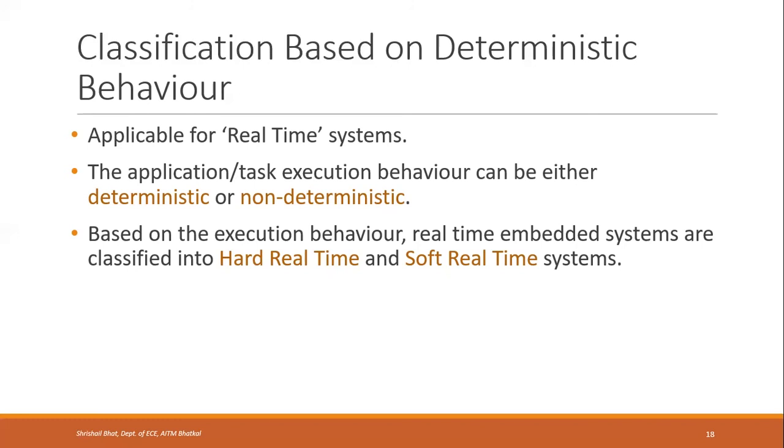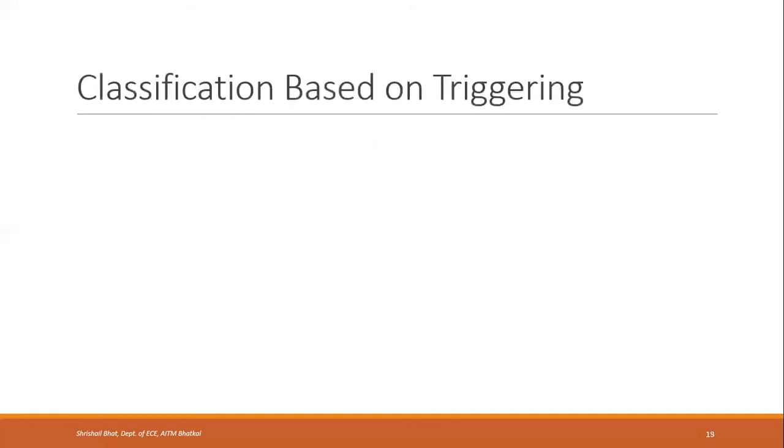Whereas soft real-time systems are systems like an ATM. Even though the time response is very critical and it has to happen in real time, if there is a very small delay, like some seconds or 1 minute, you can tolerate it. Nobody is going to die in such cases, and still the system will work. Next classification is based on triggering.